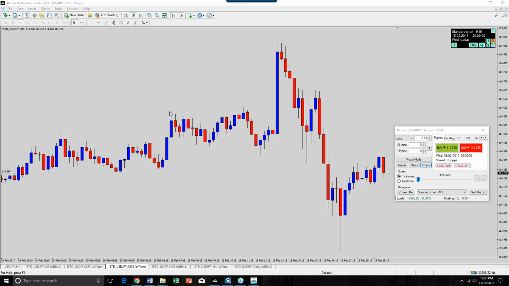Okay. Do we consider these wicks as zones? No. Once again, there's a difference between supply and demand zones and price levels. Okay.